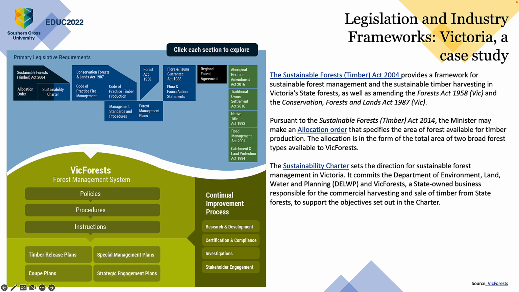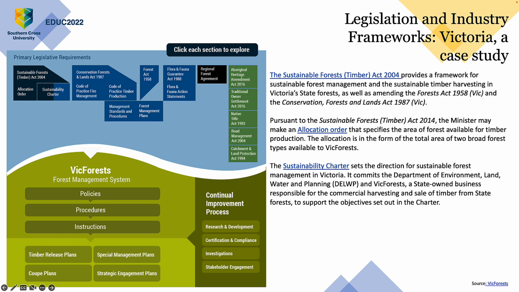There are a few acts of parliament in place that help with the management of forests in Australia. We've got the Sustainable Forests Act of 2004, which provides a framework for sustainable forest management and sustainable timber harvesting in Victoria's state forests. Now, when we talk about sustainability, I've got a separate little mini lecture in week 1 that defines it, but also discusses it a little bit further in the context of the industry in Australia. So make sure you have a look at that.